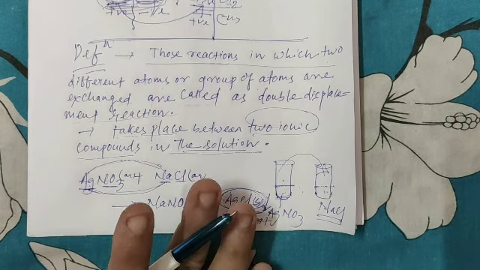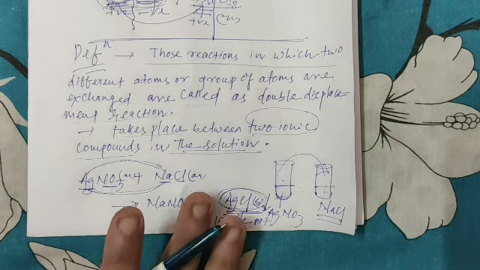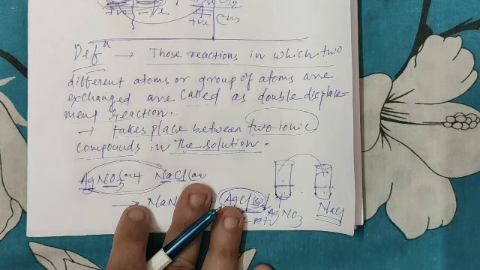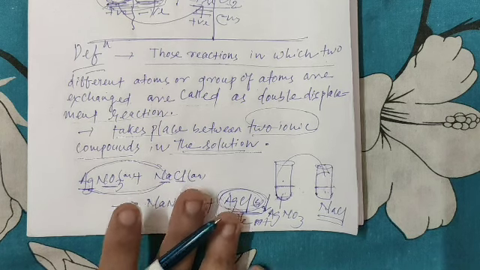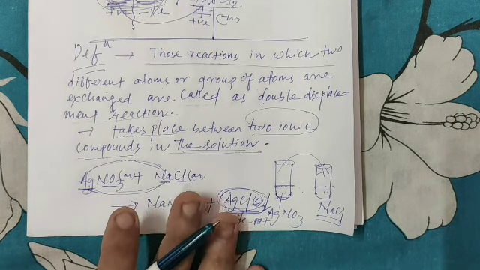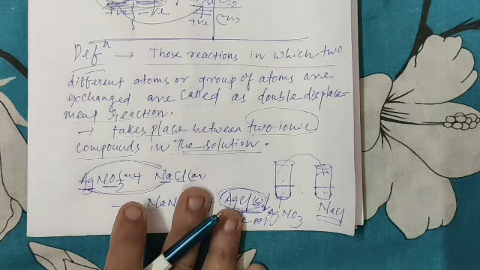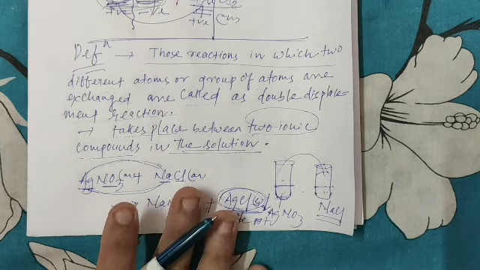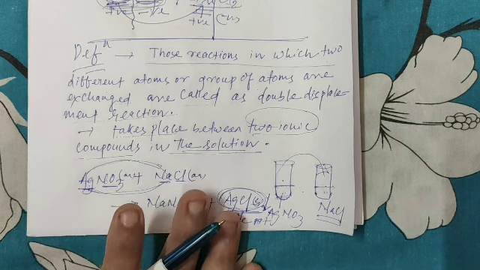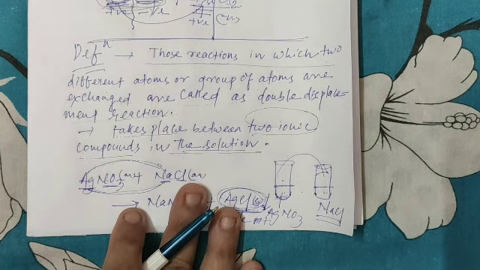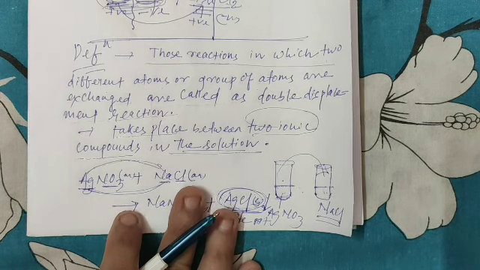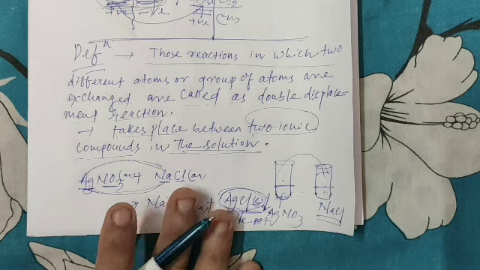Most of the double displacement reactions are precipitation reactions, but not all. I will give you some examples. So a double displacement reaction means those reactions in which exchange of ions takes place, those are called double displacement reactions.